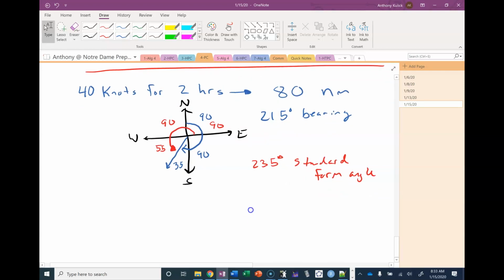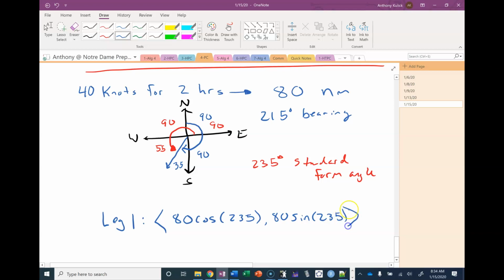Okay. So what I'm going to do now for this first leg of our trip, I'm going to convert this into a component form vector. And I'm going to call this vector v, say.